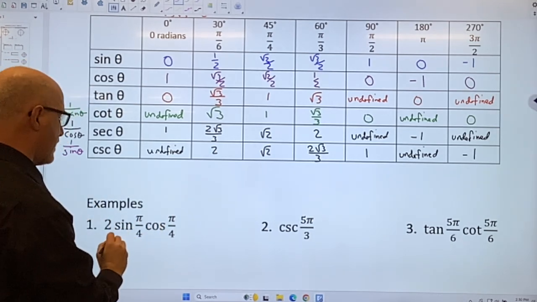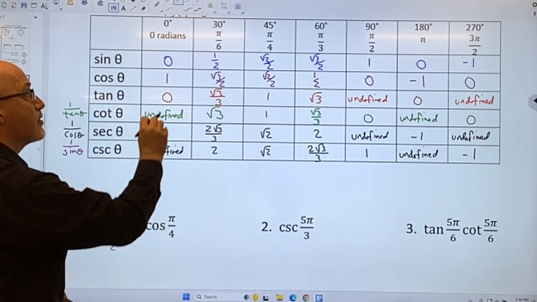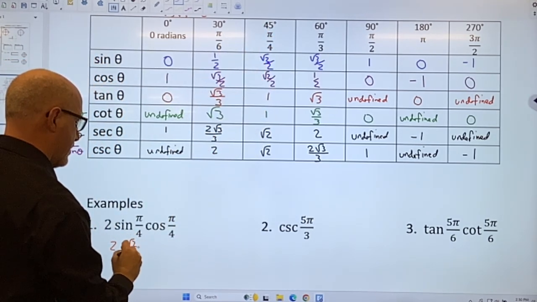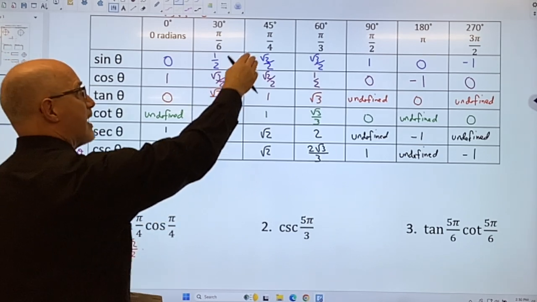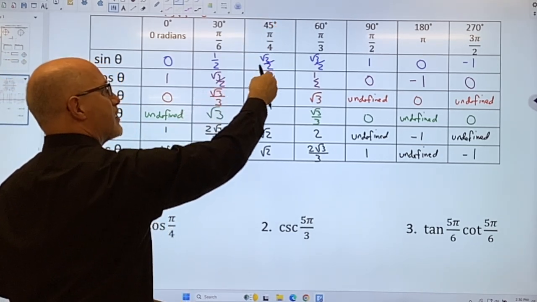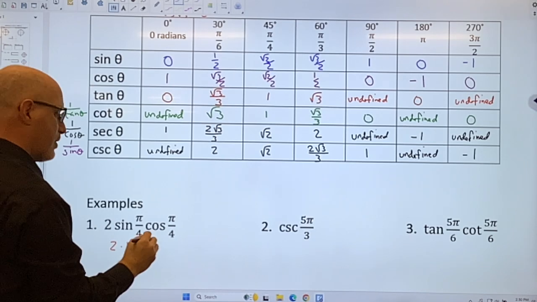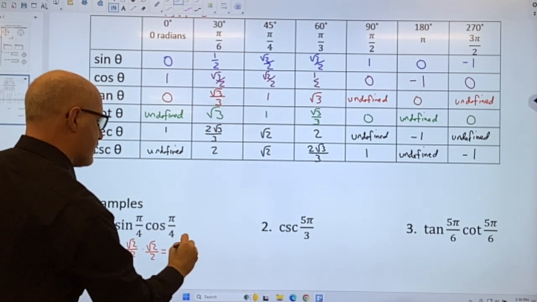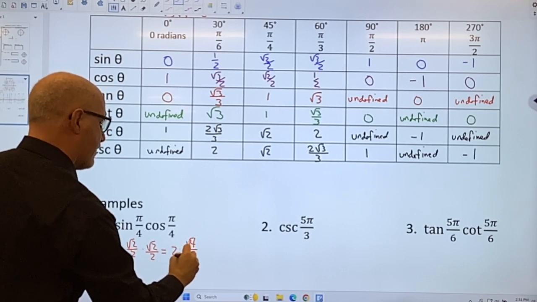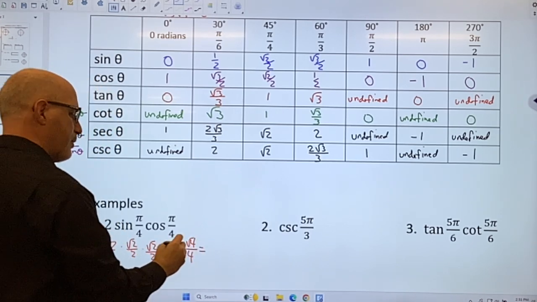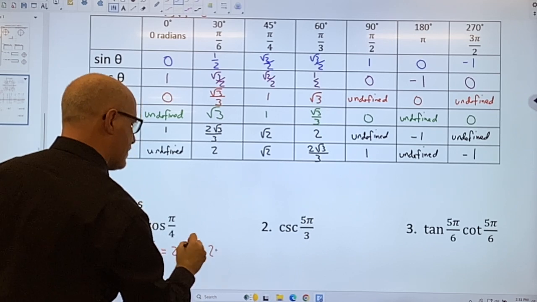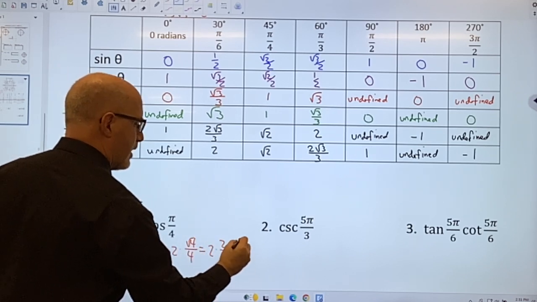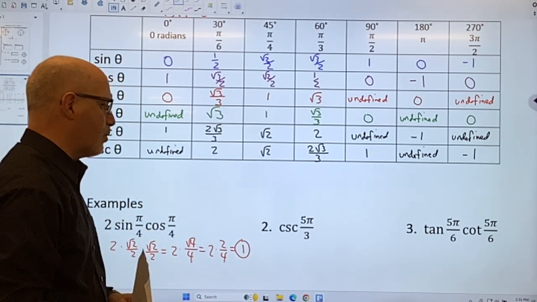4. Let's fill in the numbers from our table here. So sine of pi over 4 is square root of 2 over 2. Cosine, since 45 is its own complement, cosine of pi over 4 is also going to be square root of 2 over 2. So we're going to get 2 times the square root of 4 over 4. If we multiply that, this is going to be 2 over 4. 2 times a half is equal to 1. So that simplifies to 1.